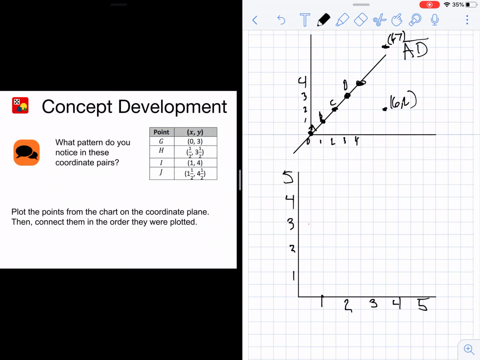So we have G, which is 0, 3. G. H is a half, 3 and a half. I is 1, 4. J is 1 and a half, 4 and a half.